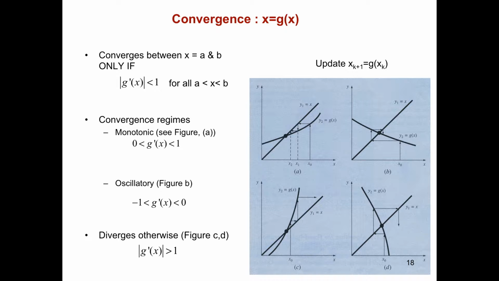So in general, and you could do the similar for negative values, as long as your g prime is a gentle slope, that is, of absolute value less than 1, then the method will converge. It might oscillate slightly if it's negative, but it will still go around the point and eventually get there. And it will diverge if g prime of x is large in absolute value.